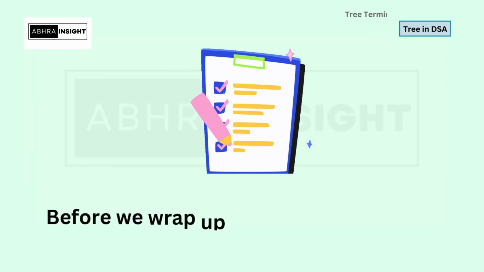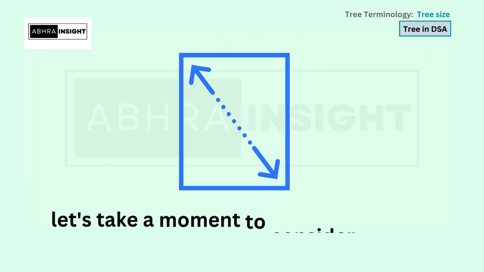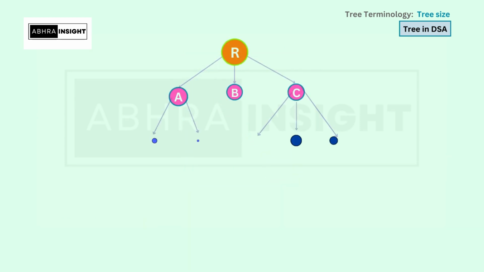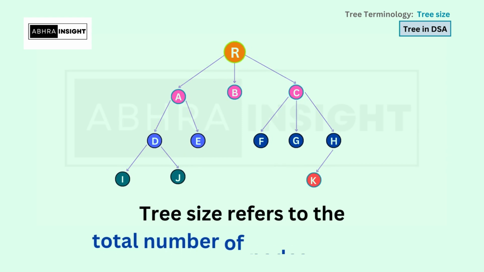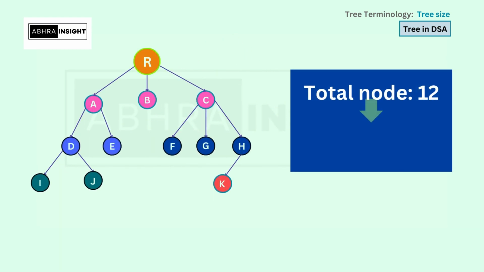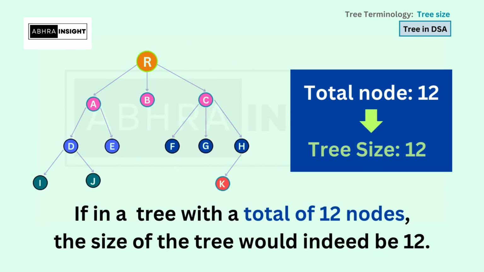Before we wrap up our discussion on tree terminology and rules, let's take a moment to consider the size of a tree. Tree size refers to the total number of nodes in a tree. If in a tree with a total of 12 nodes, then the size of the tree would indeed be 12.